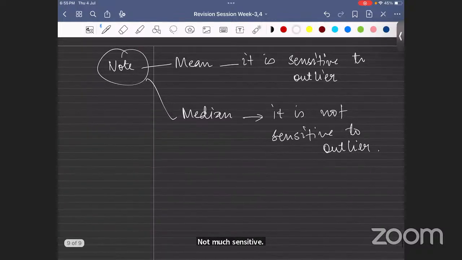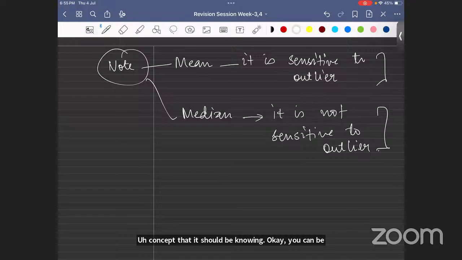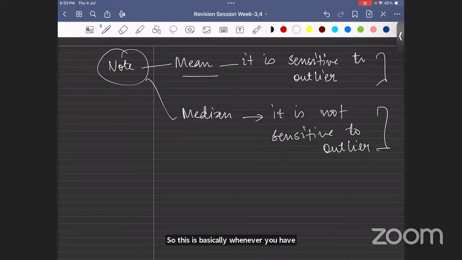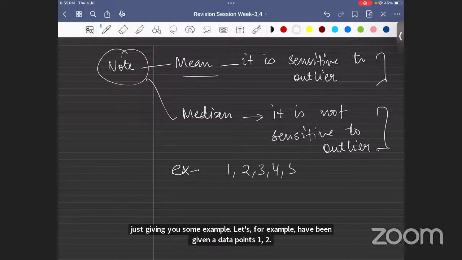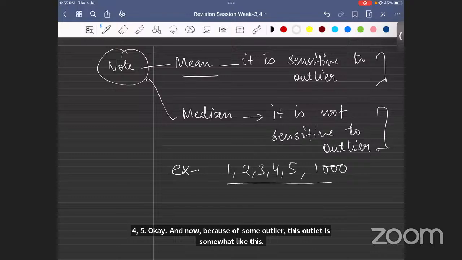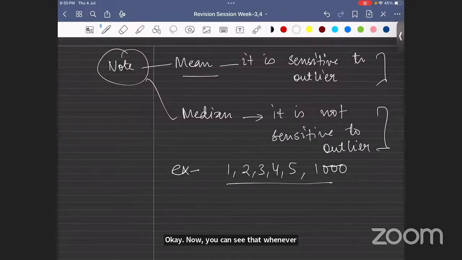This is an important concept that you should know. You can be asked in the form of an MCQ or maybe an MSQ. Whenever you have an outlier, your mean will get affected. For example, you have been given data points 1, 2, 3, 4, 5, and now because of some outlier, say 1000, the mean gets impacted a lot. Earlier the mean was (1 plus 2 plus 3 plus 4 plus 5) upon 5. Now the mean is (1 plus 2 plus 3 plus 4 plus 5 plus 1000) upon 6. So your mean is getting affected a lot.